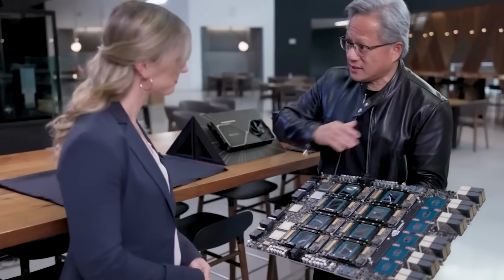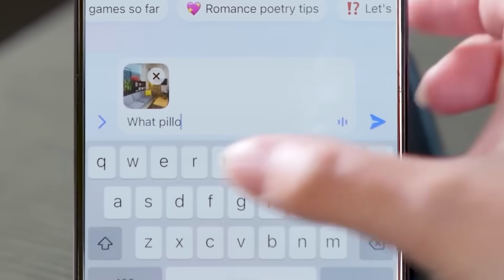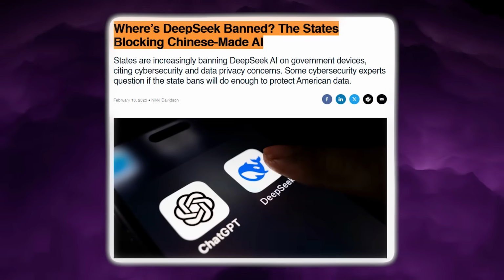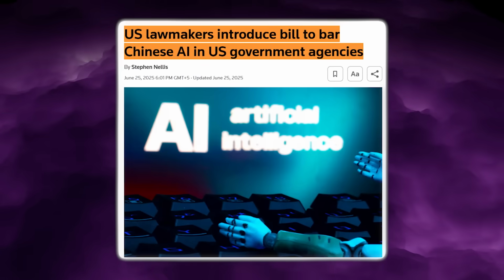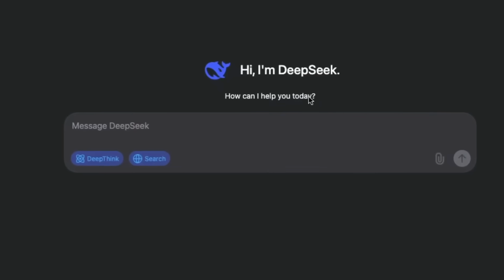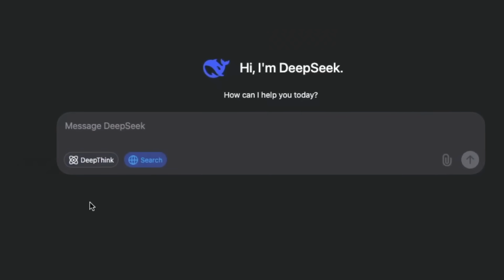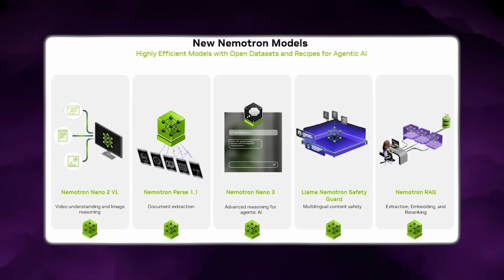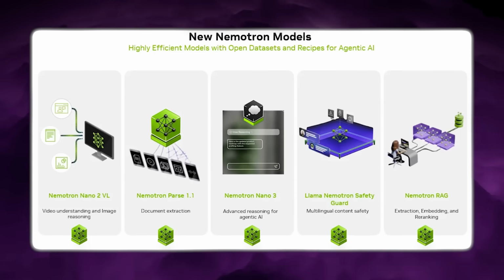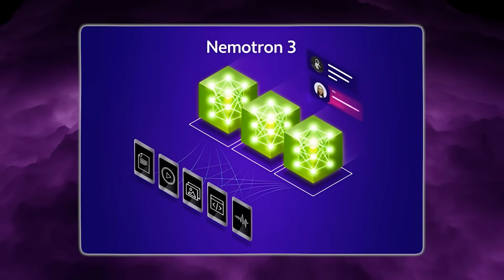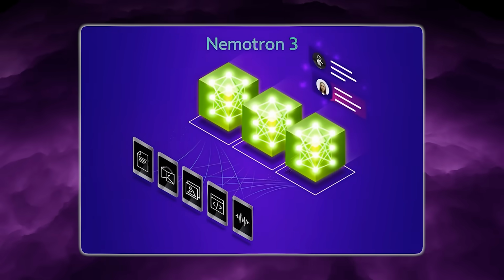not accidental. Meta is reportedly moving toward closed, proprietary frontier models. Chinese open-source models are increasingly restricted or banned across US government systems due to security concerns. Openness at the high end of AI is shrinking. Nvidia just went in the opposite direction. That's why Nemotron 3 is not just another model release. It's a strategic move. Nvidia designed Nemotron 3 specifically for this moment.